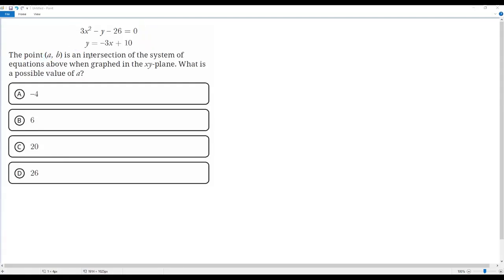For that, we can use the method of substitution, because the second equation is solved for y in terms of x. We know that y equals negative 3x plus 10. So we can plug in negative 3x plus 10 for y into the first equation. Let me take the first equation, 3x squared minus y. For this y, I can plug in negative 3x plus 10. So 3x squared minus (negative 3x plus 10) minus 26 equals 0.